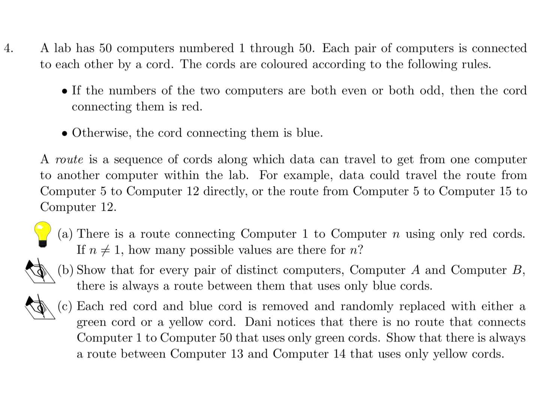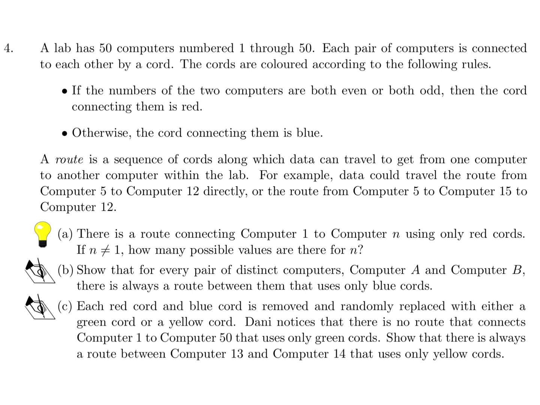A lab has 50 computers, numbered 1 through 50. Each pair of computers is connected to each other by a cord. The cords are colored according to the following rules. If the numbers of the two computers are both even or both odd, then the cord connecting them is red. Otherwise, the cord is blue.